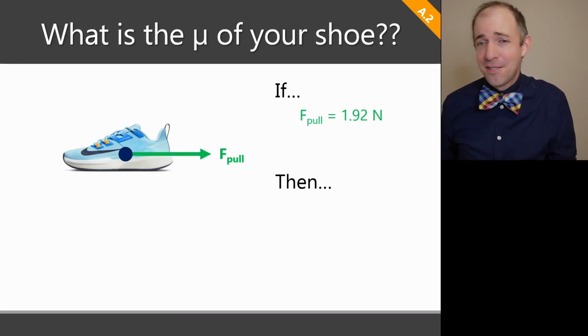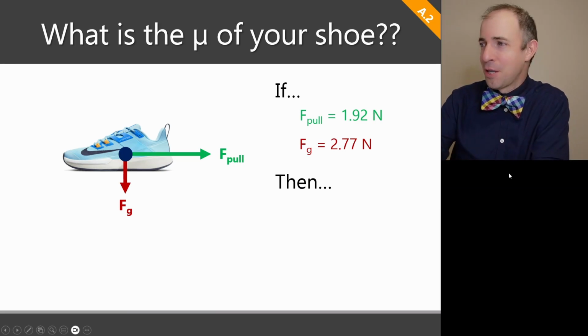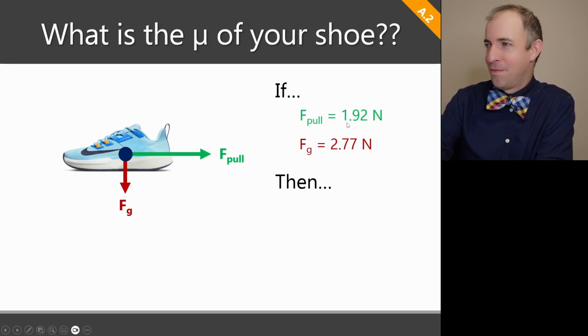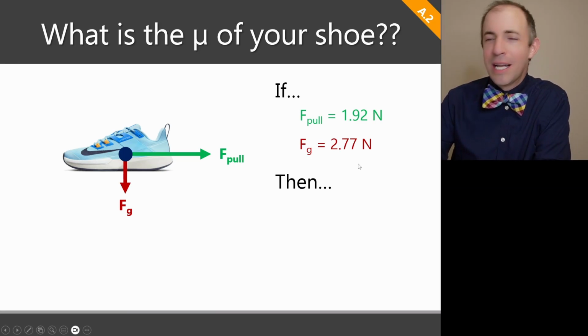There is no unbalanced force because there is a force of friction that's canceling it out. So assuming we have a force of pull of 1.92 newtons, and the force of gravity, the weight of my shoe, is 2.77 newtons, we can look at some relationships.